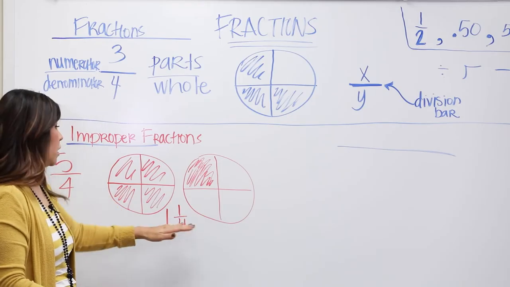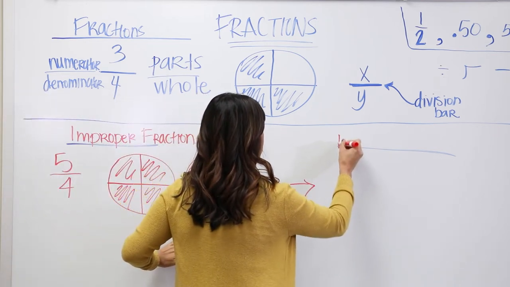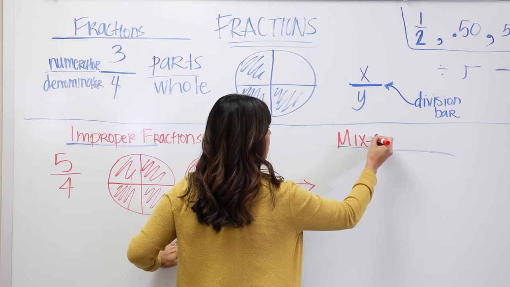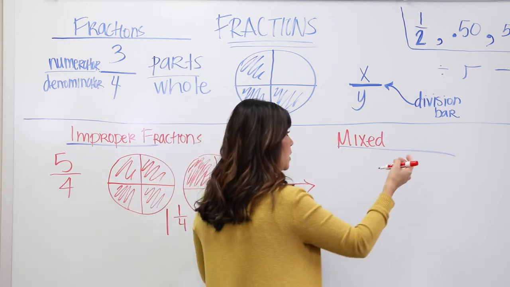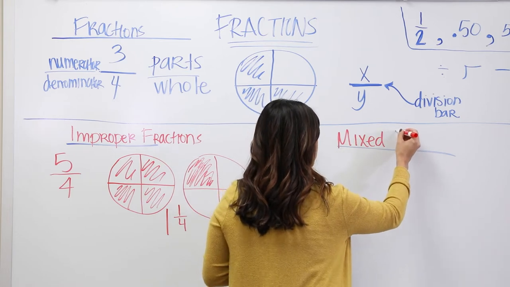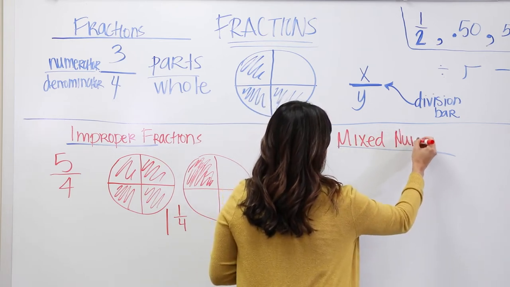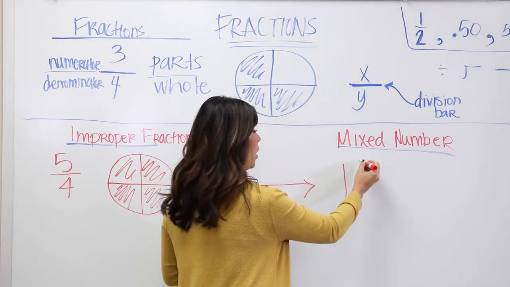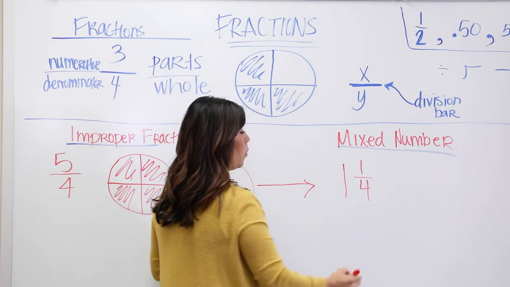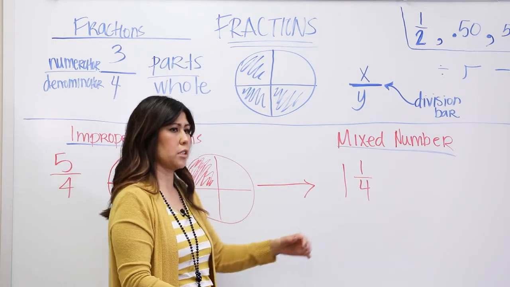One-fourth, right? Look at this. This is what we call a mixed fraction, mixed number, totally. I mean, it just depends on how you learned and who taught you. So you could put mixed number, mixed fraction, okay? And we call it a mixed, here we are, 1 1/4. We call it mixed because it's mixed, with a whole and a fraction.